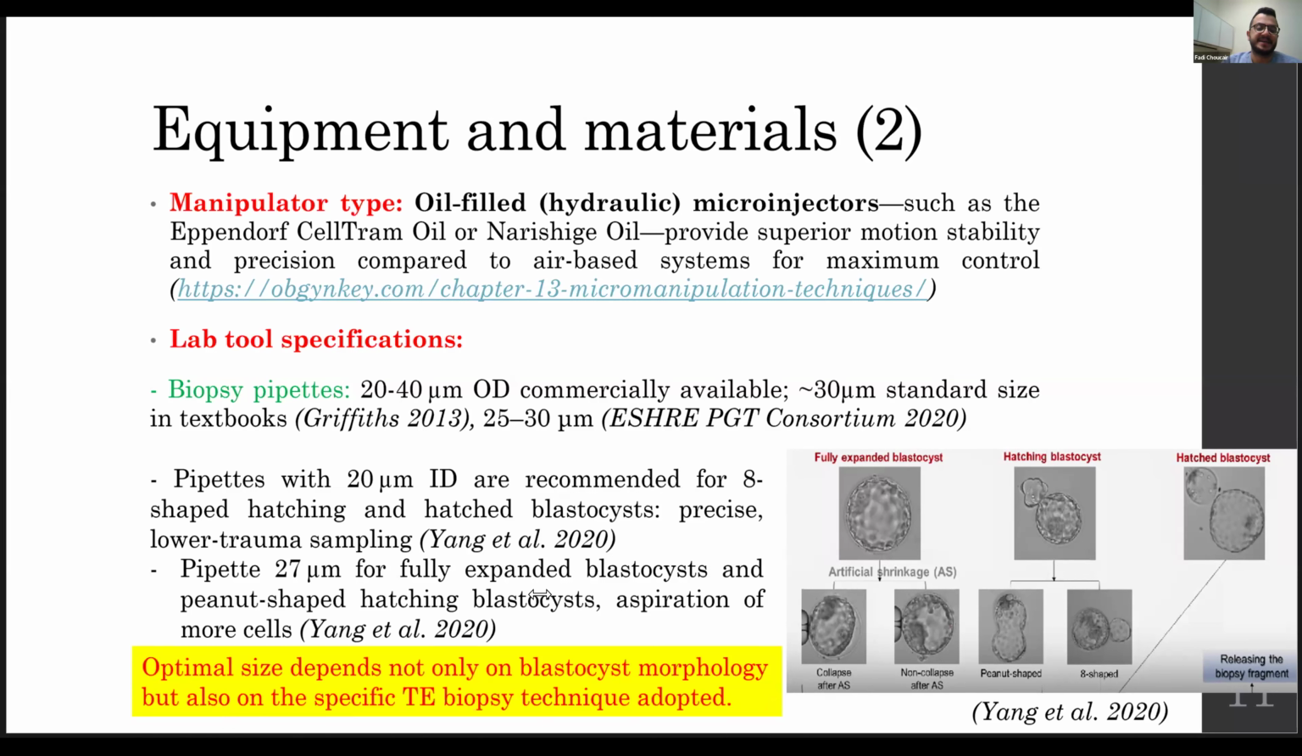So the optimal size depends not only on blastocyst morphology, but also on the specific trophectoderm biopsy technique adopted. So in your lab, if you do pre-hatching and you frequently have H-shaped blastocysts, you can use the thinner pipettes, with a smaller inner diameter.